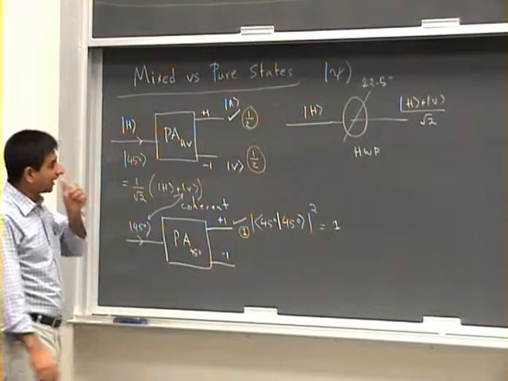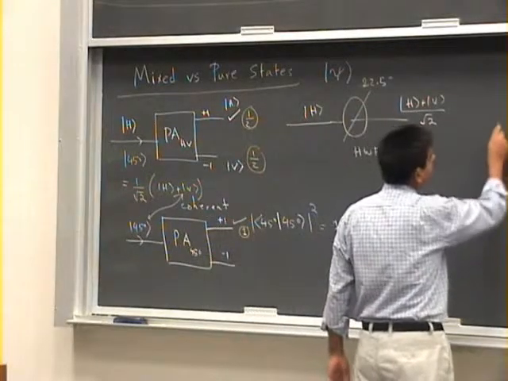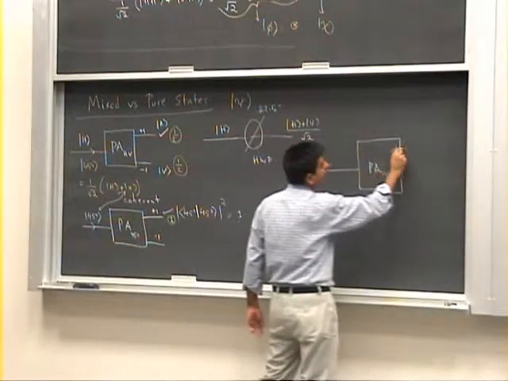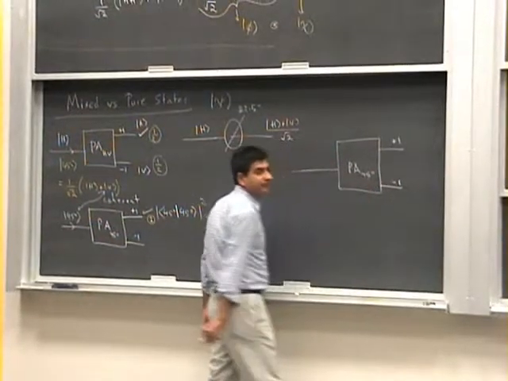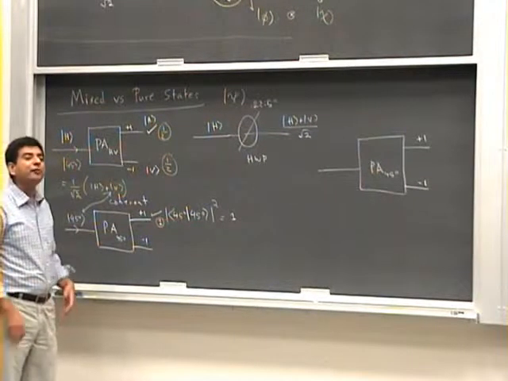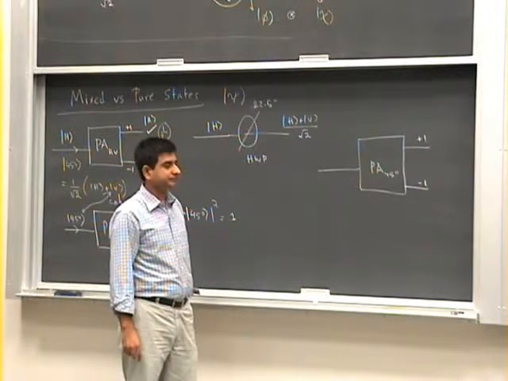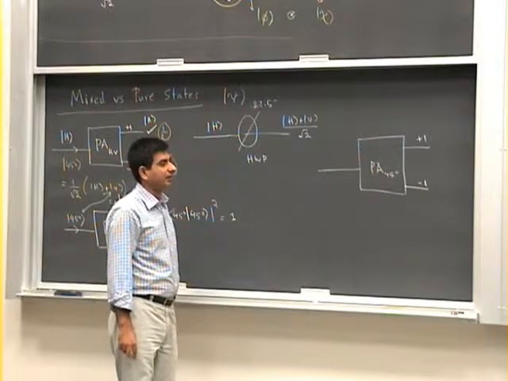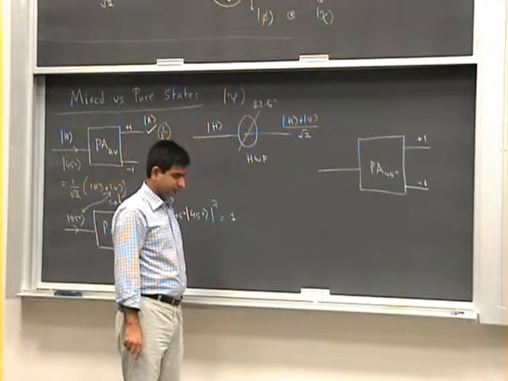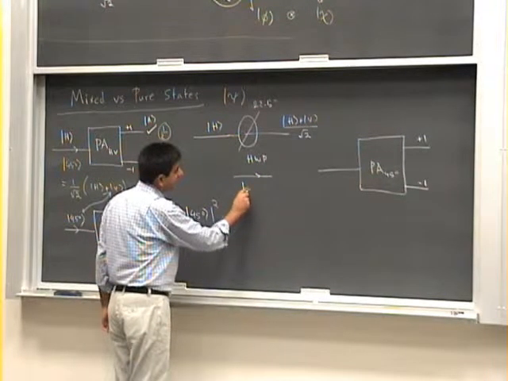Okay. Now suppose what happens is you have the same polarization analyzer, but that is oriented at 45 degrees. You have an incoming stream of photons. You have two possible channels at the output. Now the incoming stream of photons is not a coherent superposition. Let's see how you can make a different kind of incoming stream of photons. Suppose you have incoming photons polarized at 45 degrees.